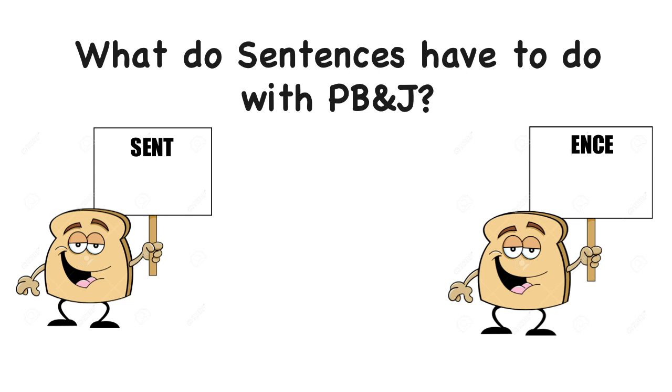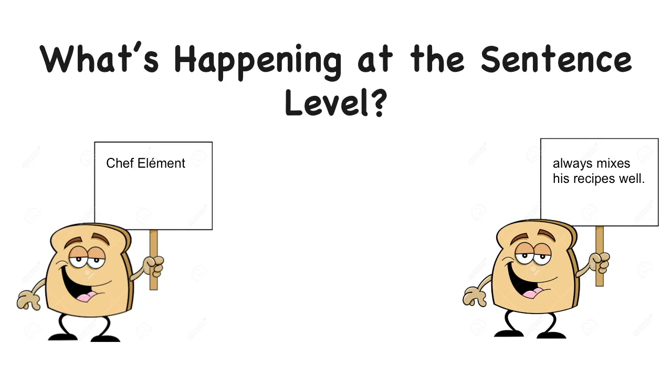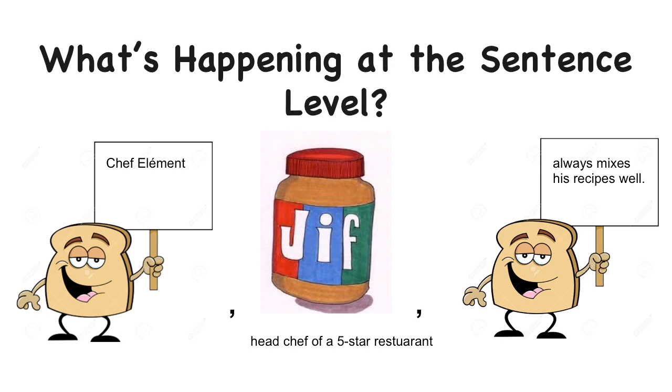So if our sentence is like a peanut butter and jelly sandwich, we can imagine the two parts of the sentence to represent the bread. The non-restrictive element, in this case, represents peanut butter and jelly. Chef Element's peanut butter and jelly sandwiches and sentences are masterpieces because of his thorough understanding of how these disciplines overlap. Here's a direct application of what is happening at the sentence level with a non-restrictive element, while also reinforcing our peanut butter and jelly metaphor.